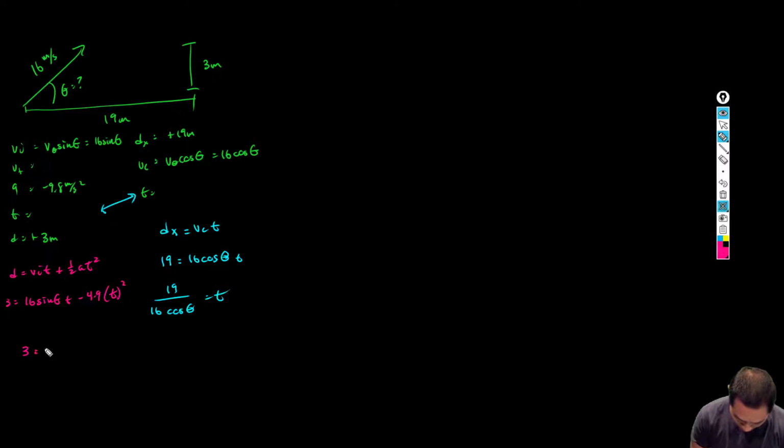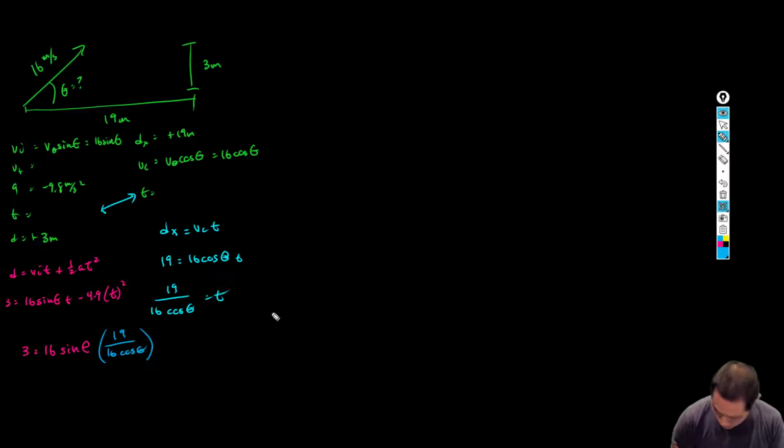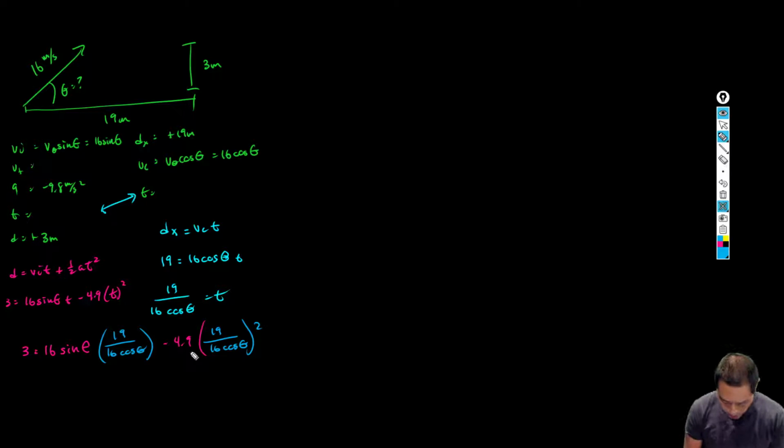Okay, now we're going to plug this into this thing and make this ugly contraption. So you have 3 equals 16 sine theta, and I'm going to plug in this entity right here, 19 over 16 cosine theta, and then minus 4.9 times this big contraption, 19 over 16 cosine theta, squared. Okay, so now we combine both equations. We have one variable now, which is theta, but we have this really ugly equation. So working it out, hopefully we'll be able to solve it. I'm going to try to simplify as much as I can.